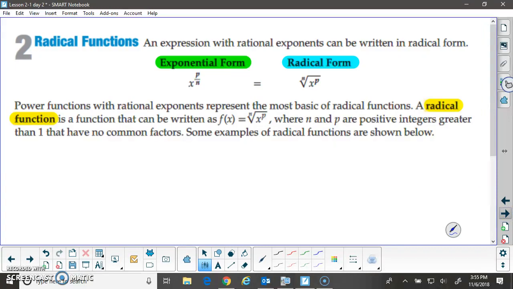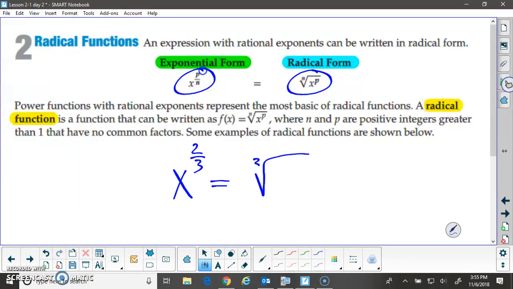To continue off of that, I want to talk about fractional exponents. You can see right here, if you have x raised to the p over n, it's the same thing as the nth root of x to the p. An example of that would be x to the 2/3, which is the same thing as the third root of x to the second.